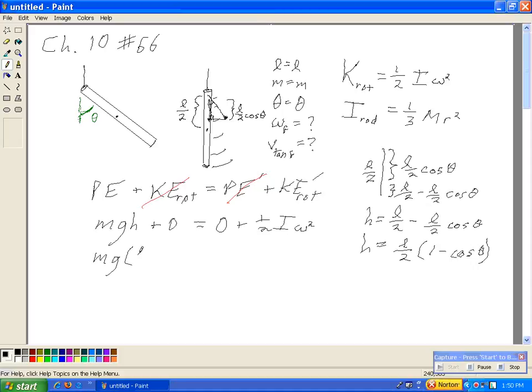So we put that in. We get mg L over 2 times 1 minus cosine theta equals 1/2, and I is 1/3 mL squared, omega squared, and the m's divide out. We'll continue in just a minute.